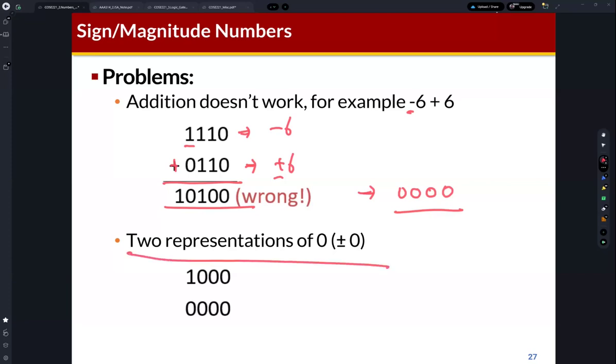Another problem is that there are two representations of 0. In the real world, plus 0 is equal to minus 0, obviously, and it's the same in the sign and magnitude number system. So 1 0 0 0 is equal to 0 0 0 0. So there are two representations of 0. If there are two representations for the same number, it may be confusing in the system. So this is the problem.